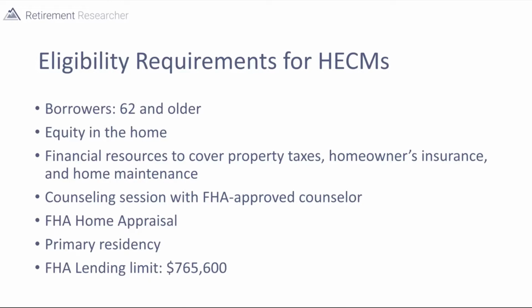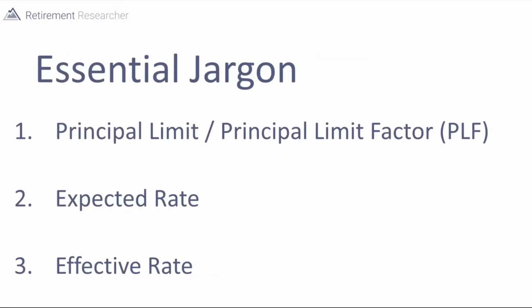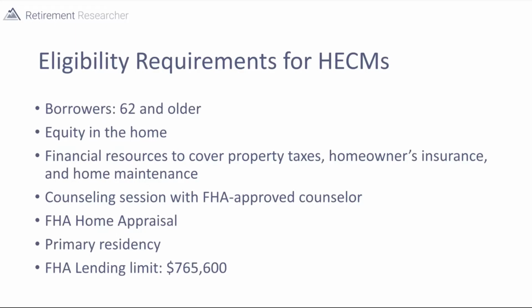So to be eligible, you've got to be 62 or older. You have to have equity in the home. You can have the mortgage on the home, but it has to be fully paid off as a part of opening the reverse mortgage. And part of that could just be refinancing the mortgage into the reverse mortgage. You do have to have the financial resources to cover property taxes, homeowners insurance, and home maintenance. You have to have a counseling session with an FHA approved counselor. You have to have an FHA home appraisal. It does have to be the primary residence.